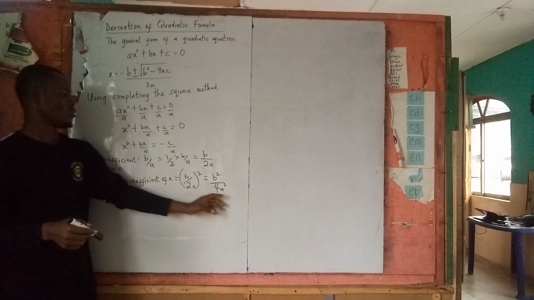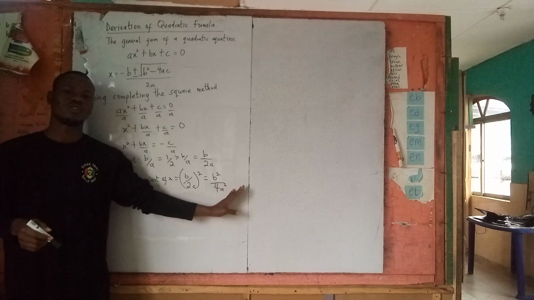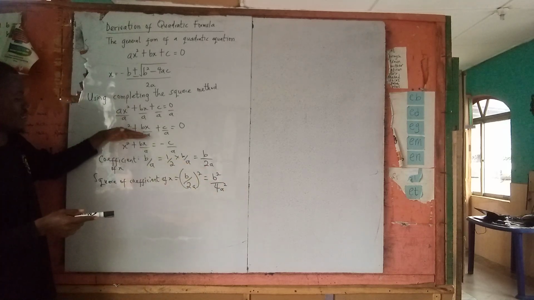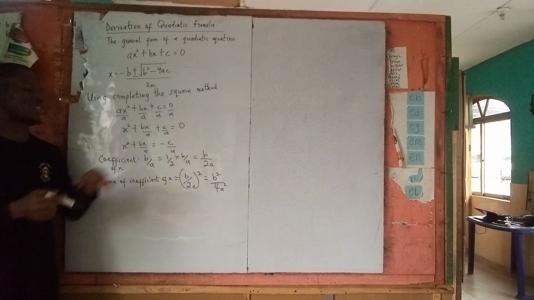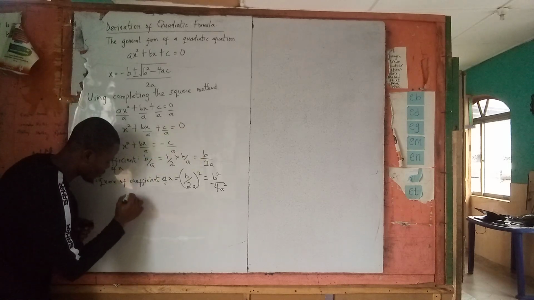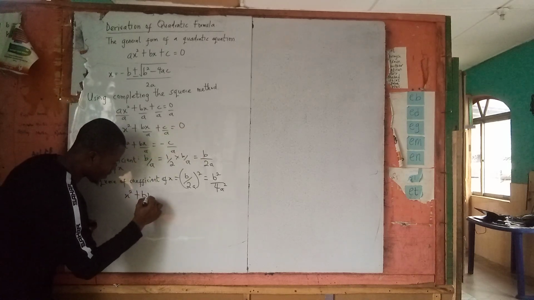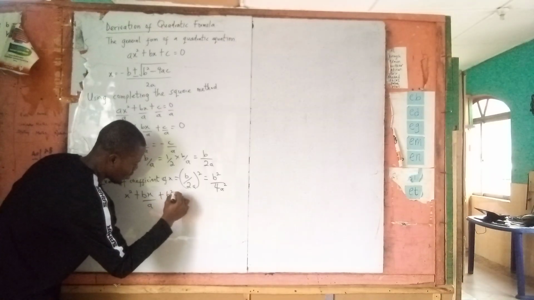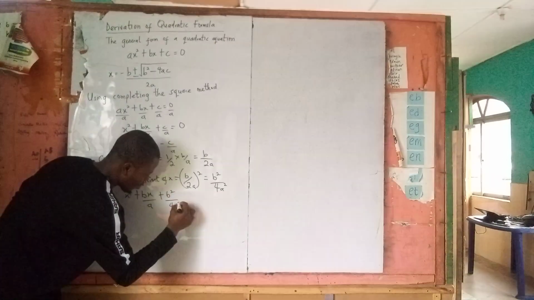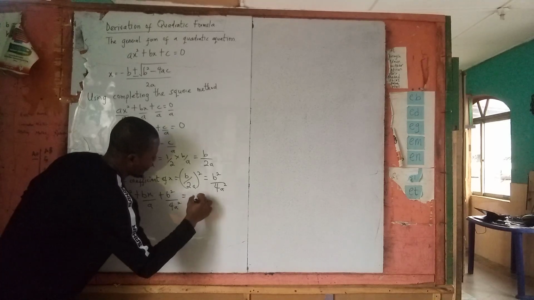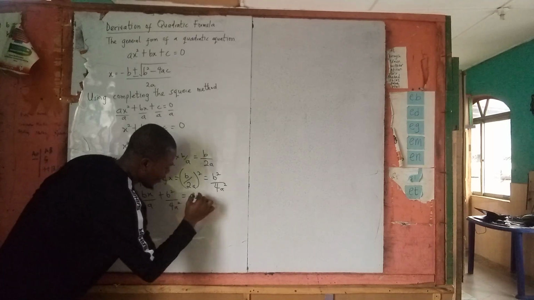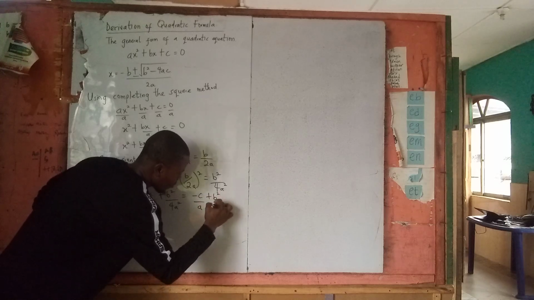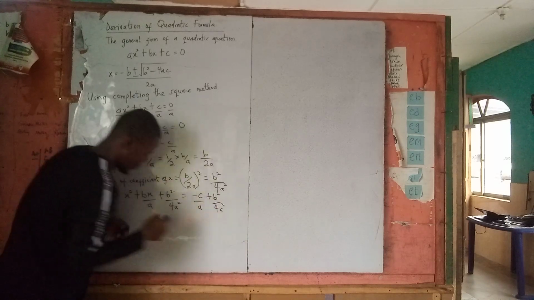So this b squared over 4a squared, what do we do to it? We add it to both sides, to the left hand side and to the right hand side. So I'm going to have x squared plus bx over a plus b squared over 4a squared is equal to minus c over a plus b squared over 4a squared.